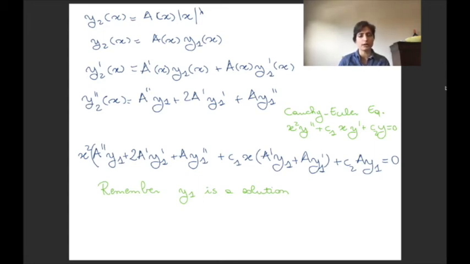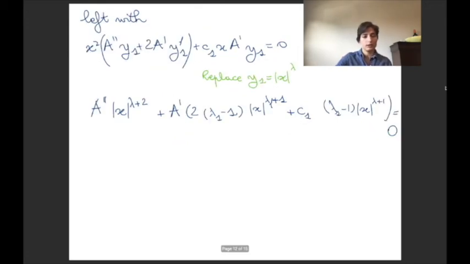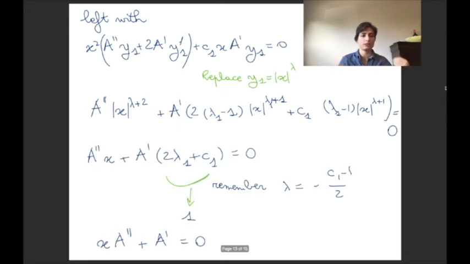And now we remember that y1 is a solution, so we can actually cancel some terms because they're exactly the Cauchy Euler equation times a. And that doesn't matter, they still sum up to 0. So here we are with a simplified equation in which we remember the shape of y1. So we replace y1 with x to the power lambda. And now we retrieve an ODE. This time the unknown is capital A that we're trying to solve.